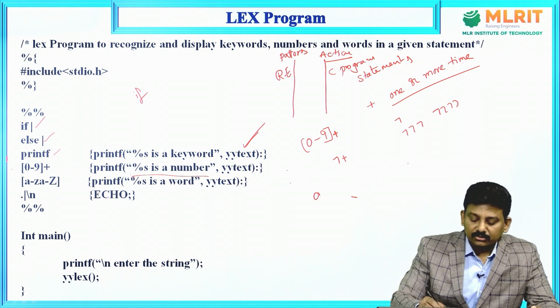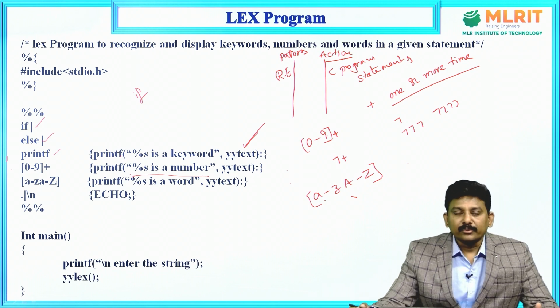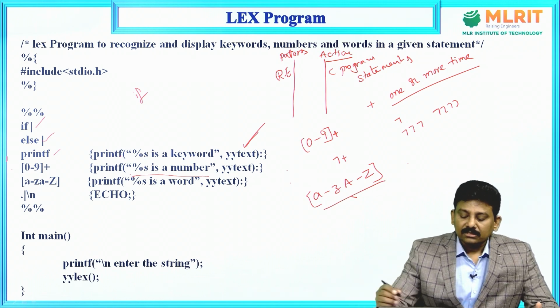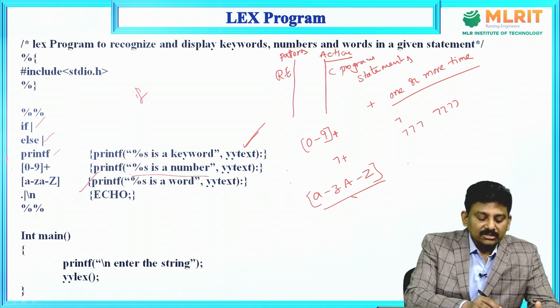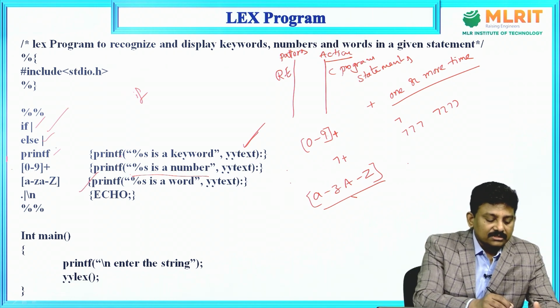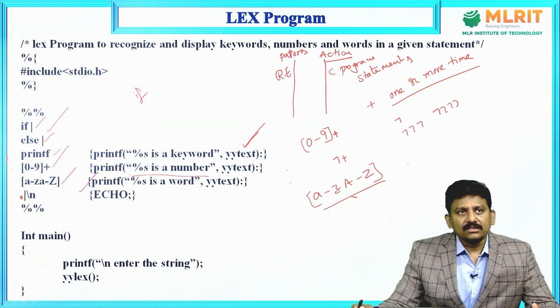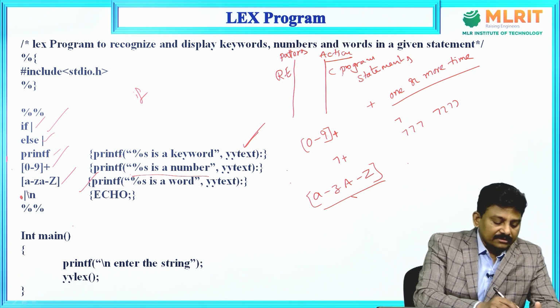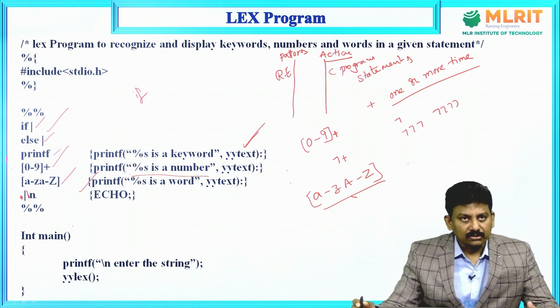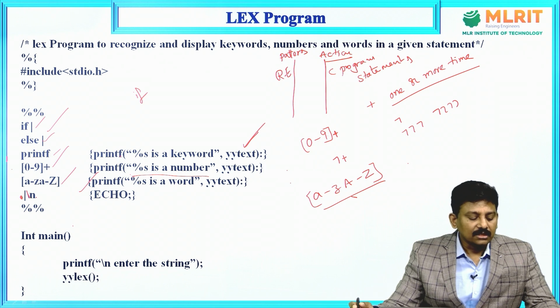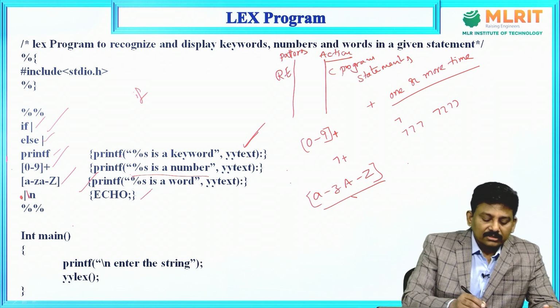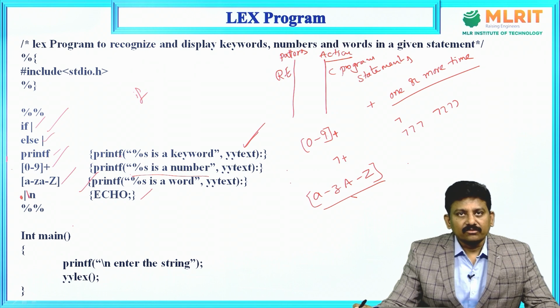Next, small a to small z, capital A to capital Z is a pattern. Any input that matches this pattern will be printed by using this action. Other than these keywords, numbers and words, anything is represented by this dot. Dot will represent other than these keywords, numbers and words, or new line. If it is a new line or anything other than these keywords, numbers and words, the only action is echo, that is, nothing will be done.